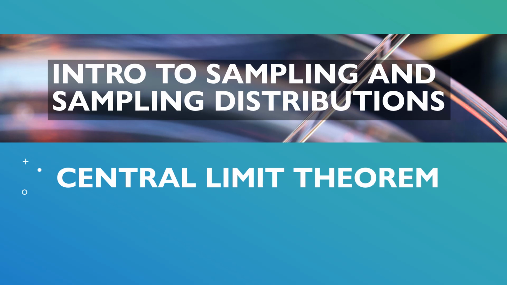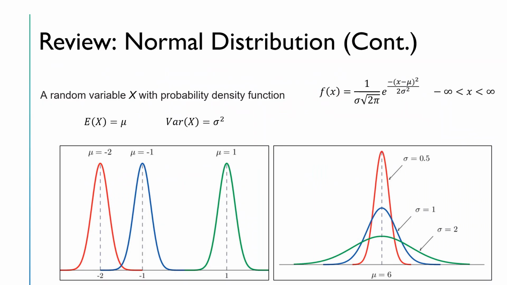Here, we will talk about Central Limit Theorem. The normal distribution is defined by two key parameters. Mean. The mean represents the average or central location of the distribution. It is the point where the peak of the bell curve occurs. In other words, it shows the typical or expected value of the random variable.